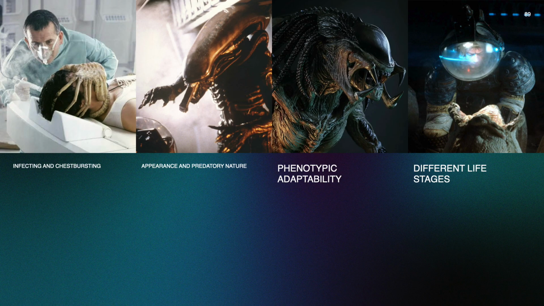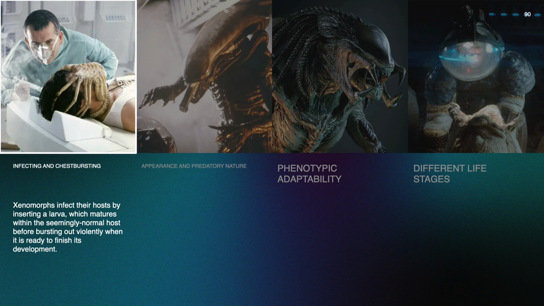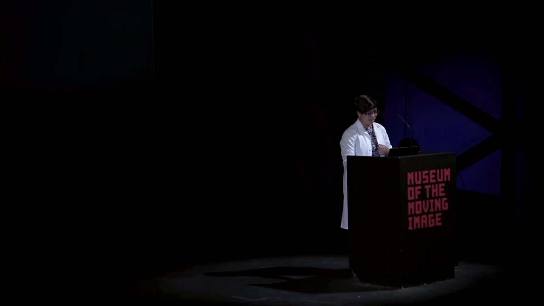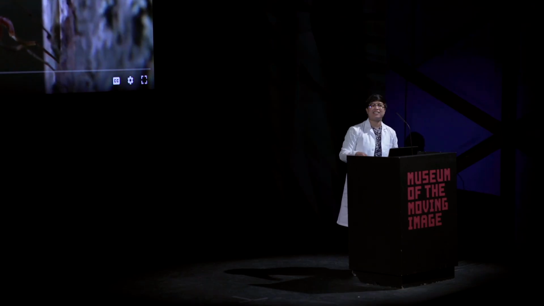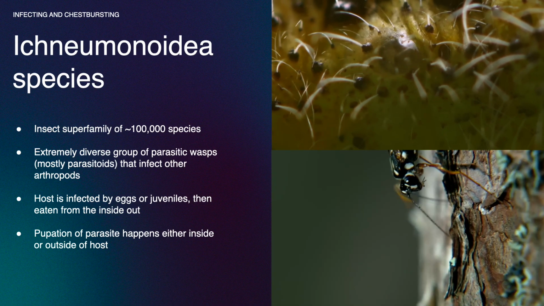These are the four main components of the xenomorph that I would like to discuss with you today, and we'll start with the first one. So as we saw, there is this chest-bursting event that has to occur in order for the xenomorph to complete its life cycle and development. And instead of the cockroach wasp, the thing I think is the most appropriate parallel to draw is Ichneumonoidea. So these are a clade, a superfamily.